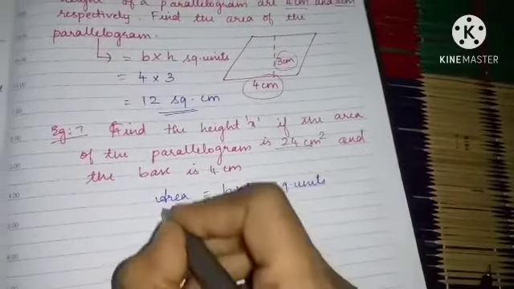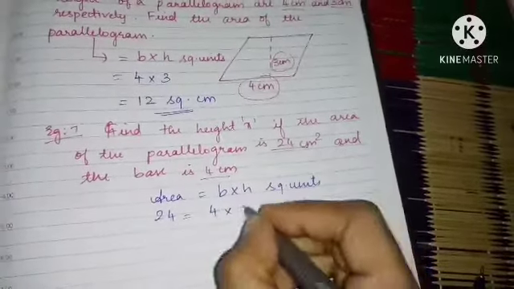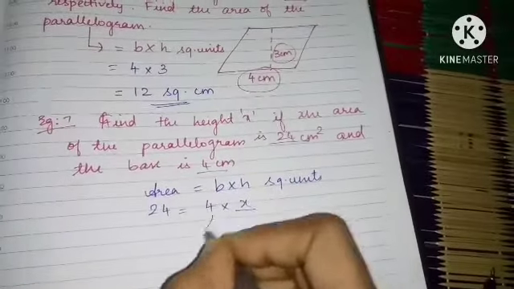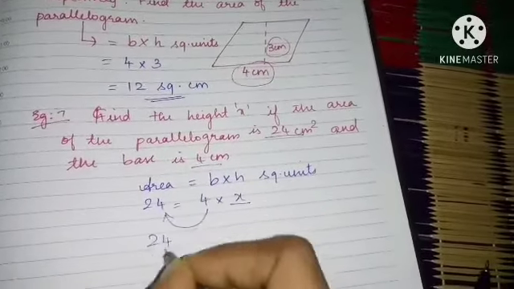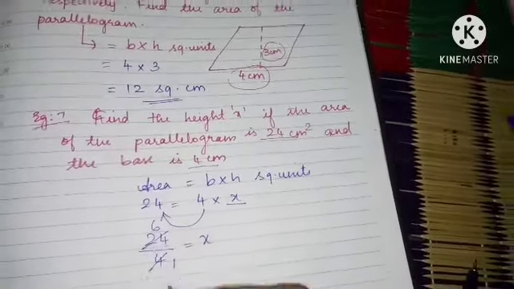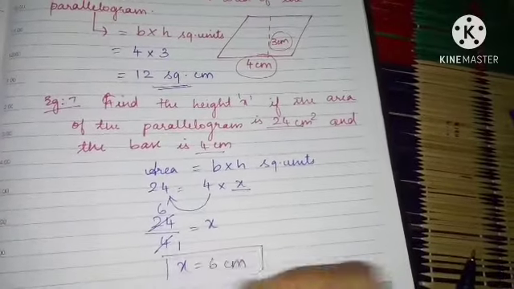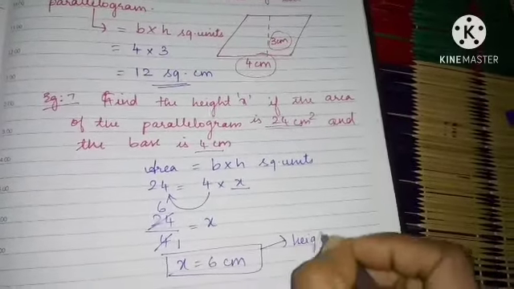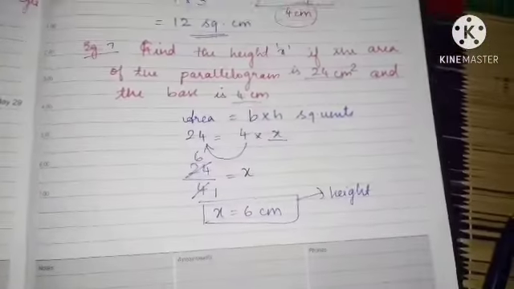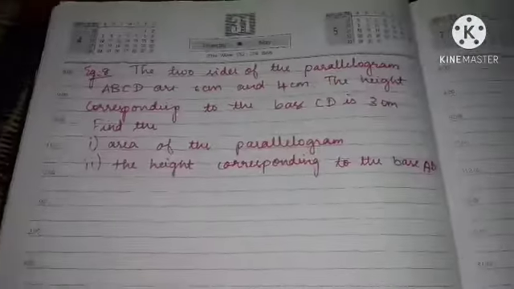Area we know is 24, base 4, height we don't know, so I am putting it as x. Now I want x, children, so I am bringing this 4 to the other side. 24 divided by 4 is equal to x. 4 ones are 4, 4 6s are 24. So x is equal to 6 centimeter. So the height of that parallelogram has come to 6 centimeter. Understood?